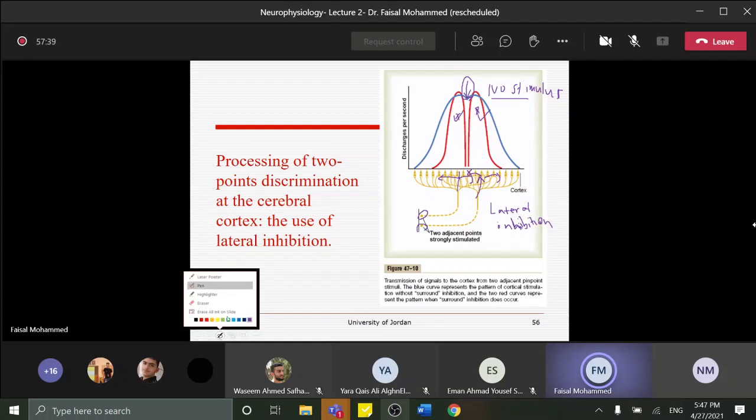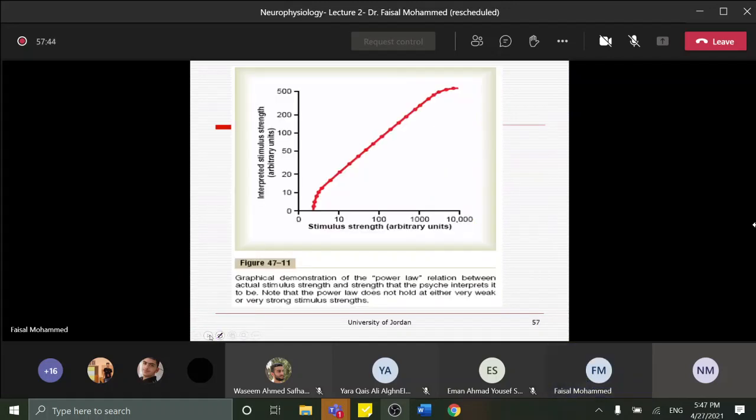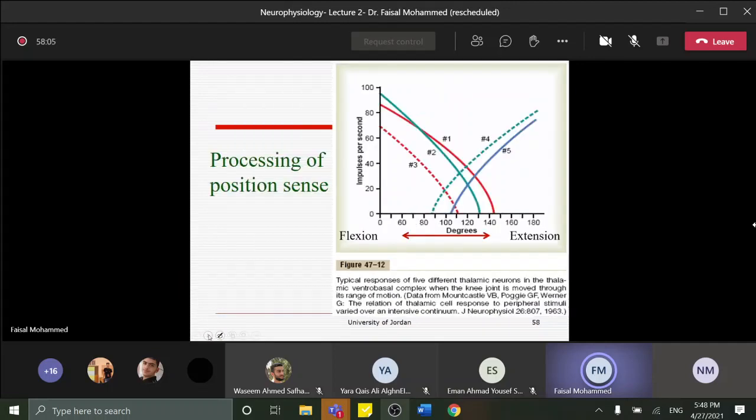We took that in the first year. We also took here in the first year stimulus strength: the more the strength increases, the more the interpreted stimulus strength increases too. The number of impulses increases. Impulses increase. This is how we differentiate different positions.